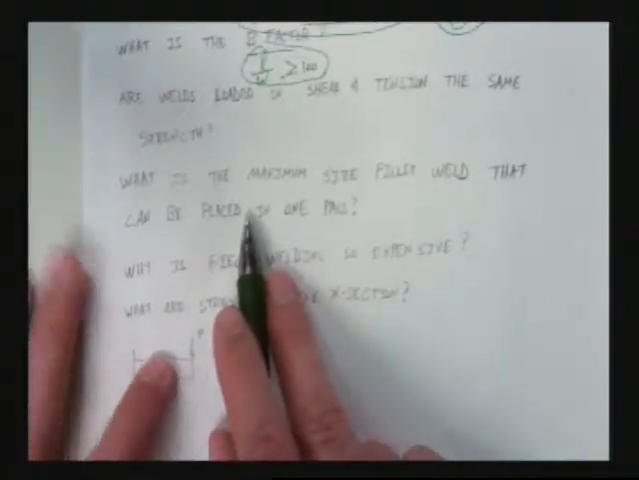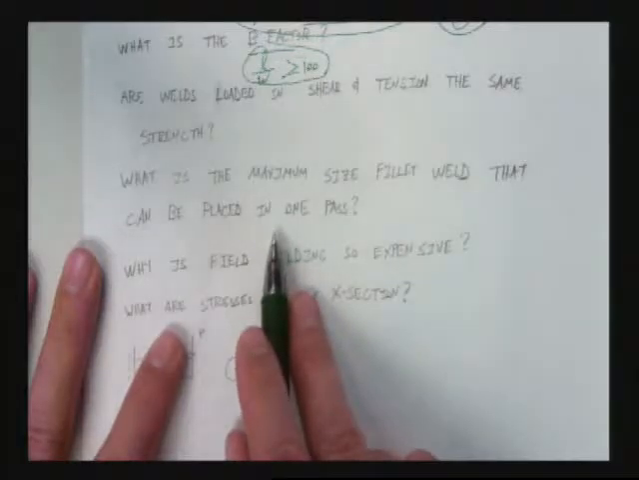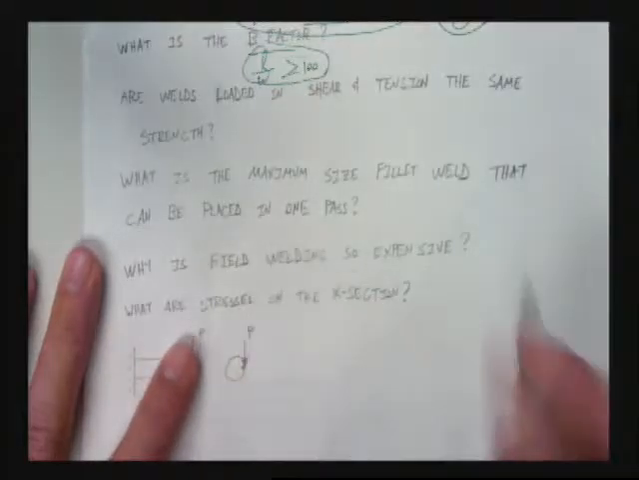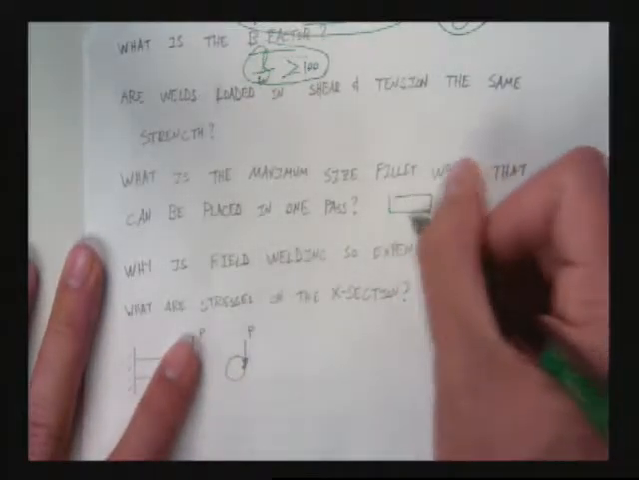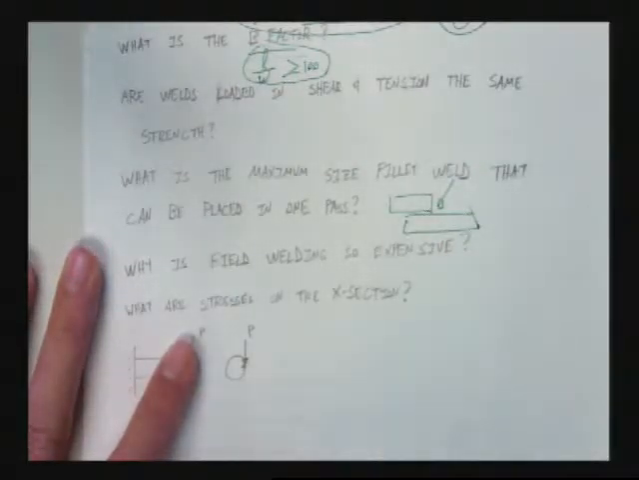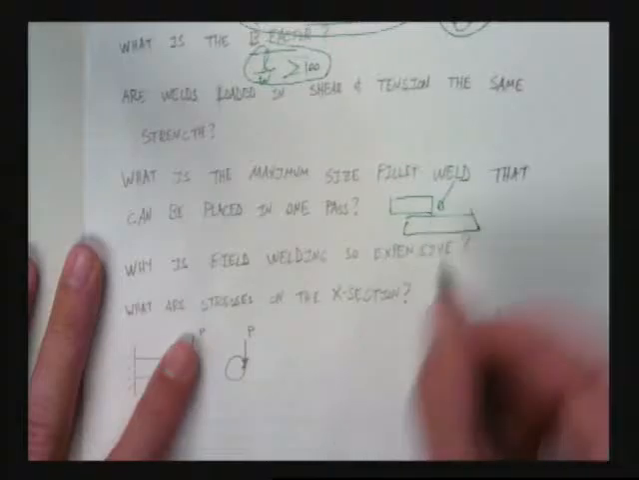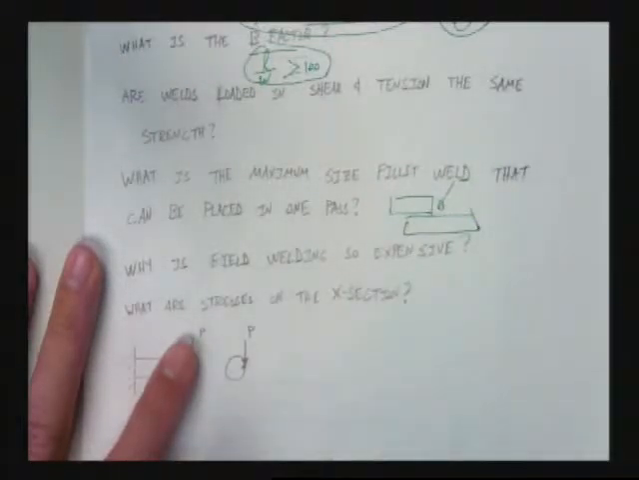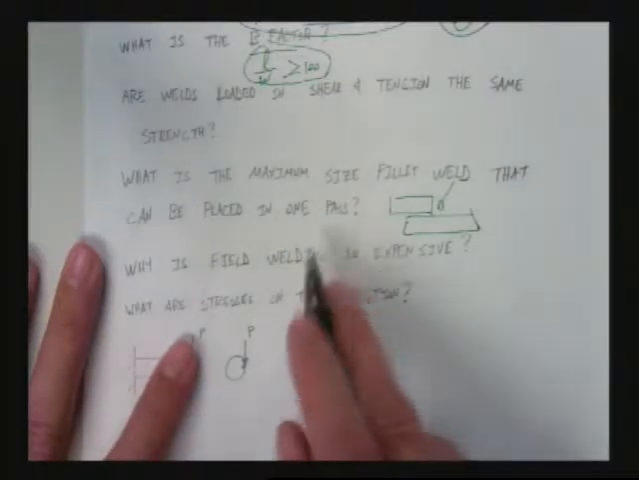Oh, hey, what is the maximum size fillet weld that can be placed in one pass? Something we didn't talk about last time that we should have. What I mean is if I have a plate here and a plate here, and I want to put a weld right there, a bead in the center between the two plates, what is the maximum size weld that I can place in one pass? 5/16. Some people will say 5/16 to 3/8. I often say it's in the ballpark. Depends on the welder.